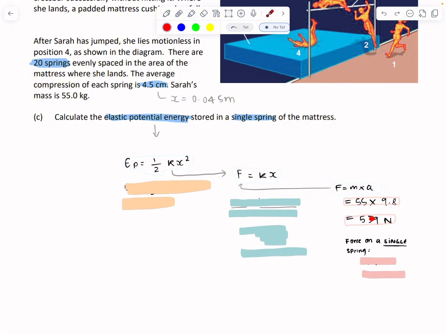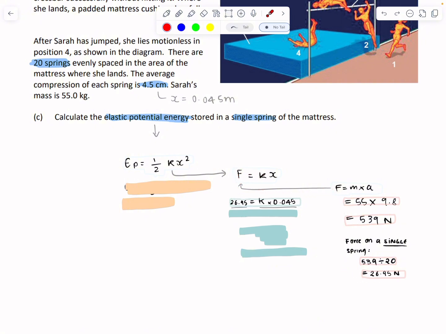So out of all of this force, how much is a single spring taking upon itself? Well, we'll just have to take the total force distributed by Sarah and divide it by the 20 springs. So 539 divided by 20 is going to give us 26.95 newtons. So this is the value we're going to use. Let's plug that force value into this equation here.